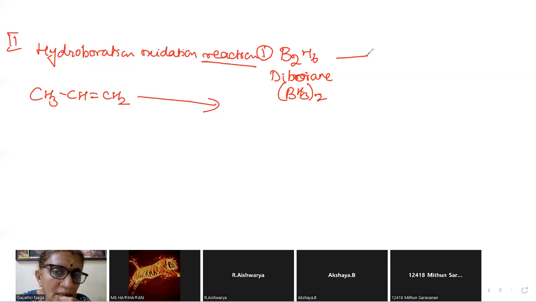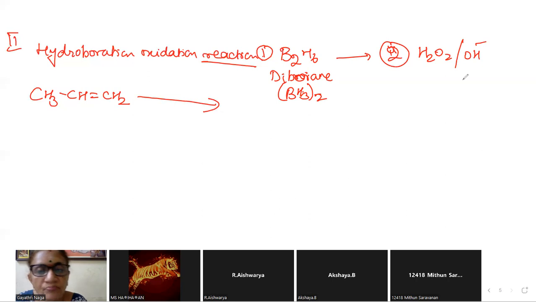Followed by hydrogen peroxide in the presence of base. That will produce alcohol. But here again we are using an unsymmetrical alkene. If you add water directly to propene, you will get OH attached at the 2 position. But here you will get OH attached at the 1 position. We'll see how it happens.